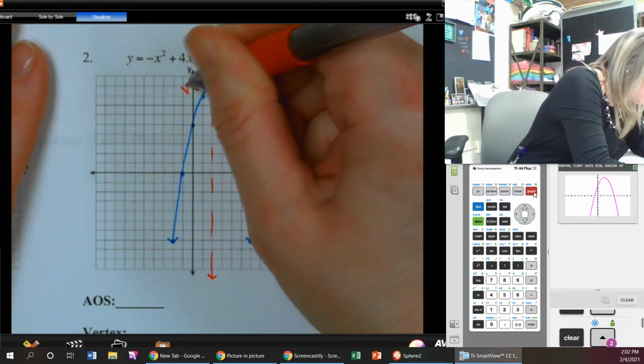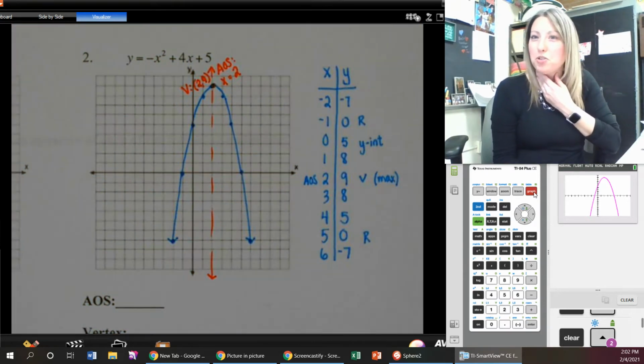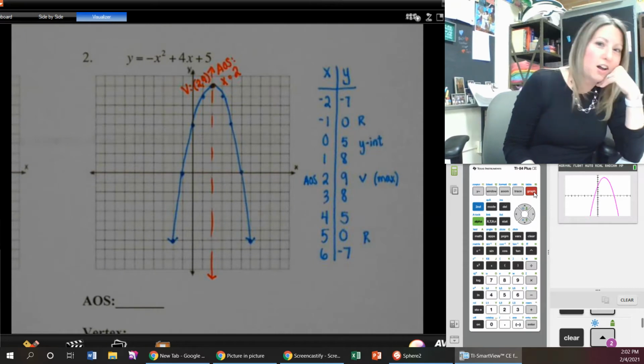Okay, so I'm going to call that V for vertex, or you can call it TP for turning point, not toilet paper, turning point. Although toilet paper would be a very 2020 thing of it, right?